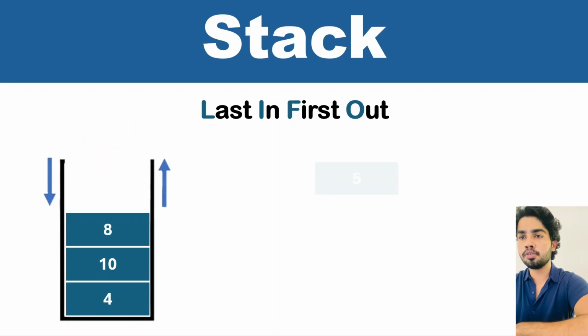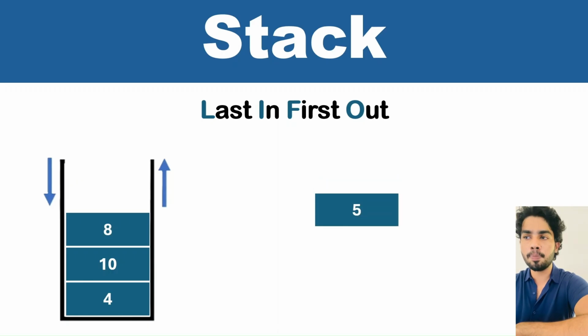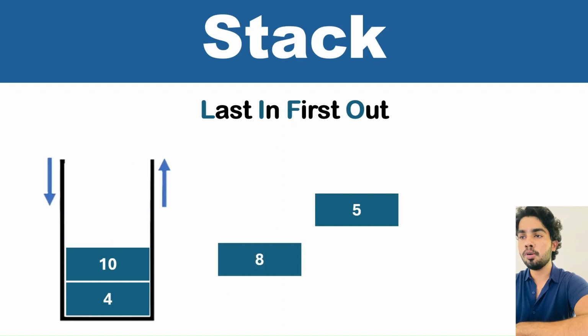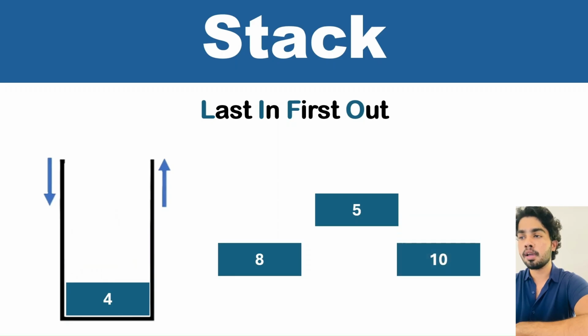So now I am going to remove those elements from this stack. Firstly, I am going to remove the 5 from this stack. This process we can call pop. Next, the 8 becomes the top of this stack. Now I am going to pop the 8 from the stack. So the 10 becomes the top of this stack. Now I am going to pop the 10 from this stack. And finally the 4 becomes the top of this stack, and I am going to pop the 4 from this stack.